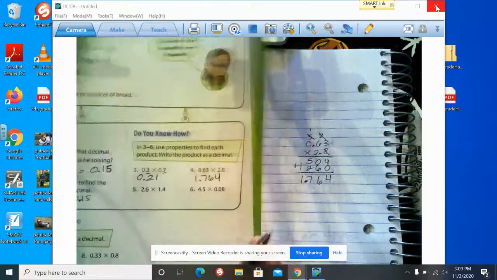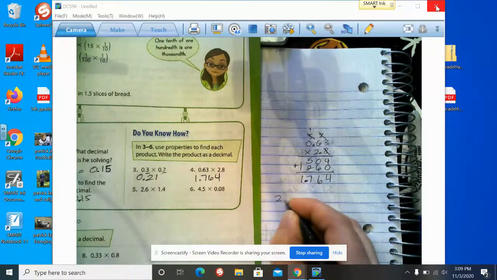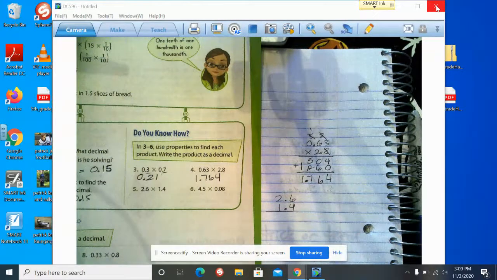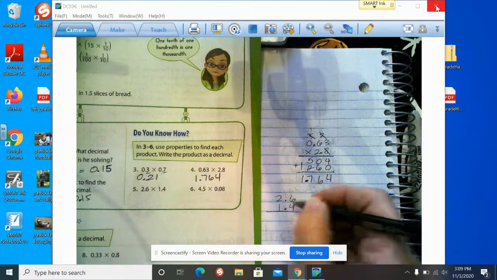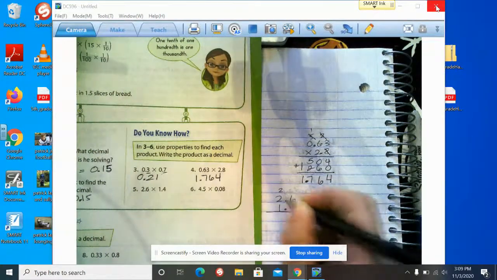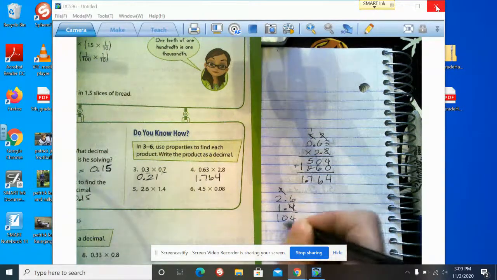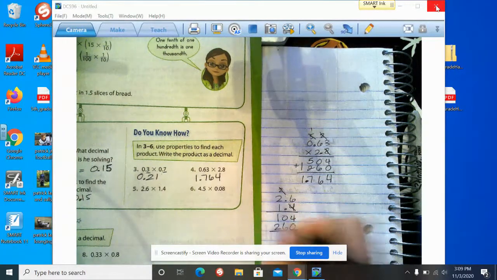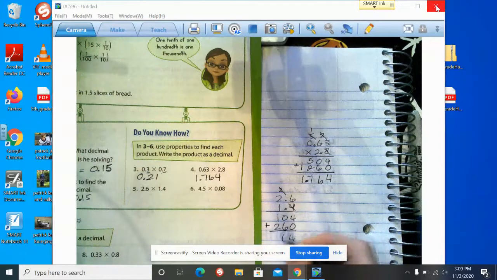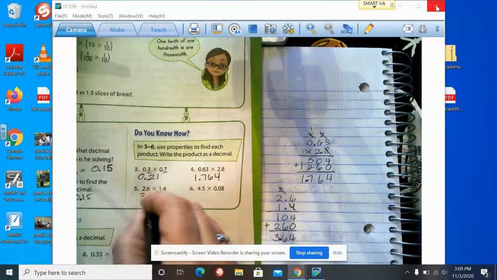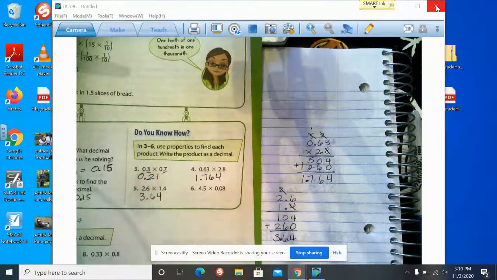Let's try number 5. And you should be trying these right along with me. Again, we're going to multiply these as if there are no decimals in the problem. And add these up. 1, 2, 1, 2. 3.64 or 3 and 64 hundredths.